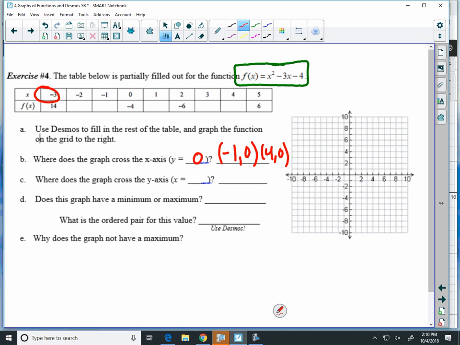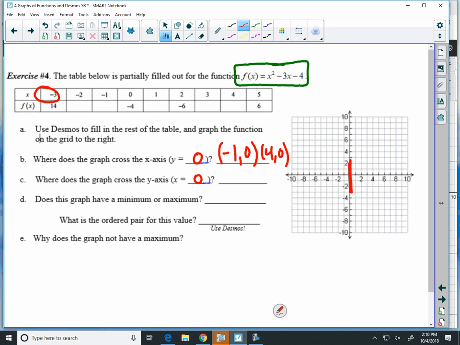Where does the graph cross the y-axis? Okay, well, before we even answer that, what's x going to be? What's x going to be on our y-axis? Think about the x value on the y-axis. Right here, okay, what's x? 0. Okay, anytime we're looking for a y-intercept, x is going to be 0.